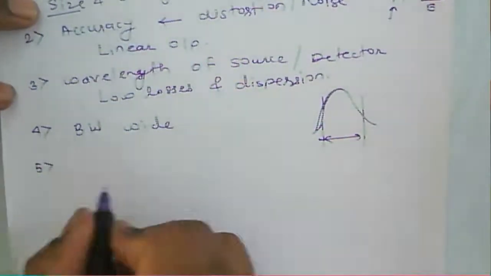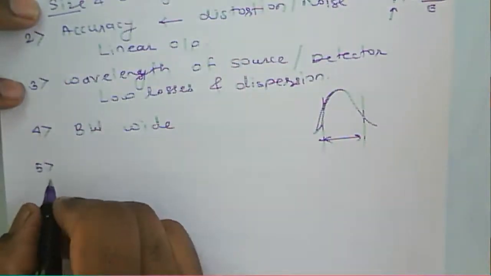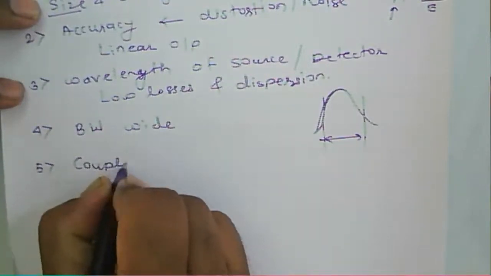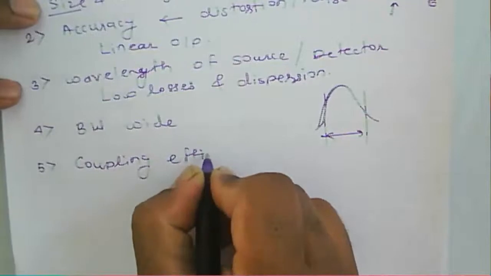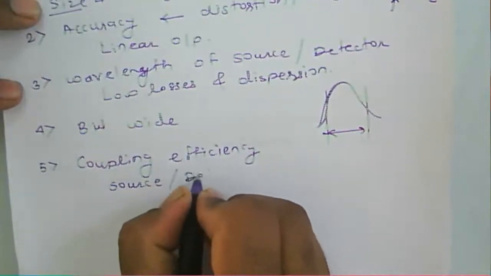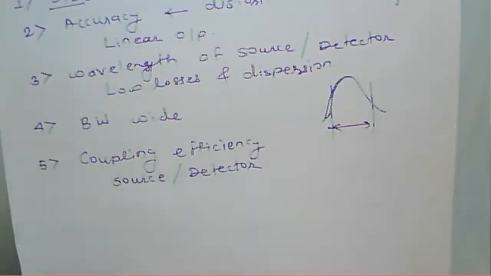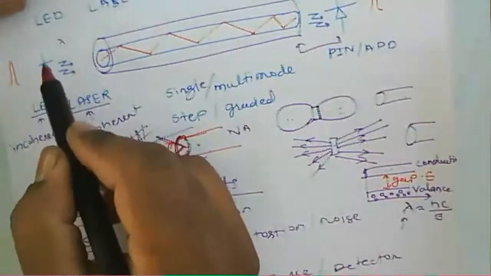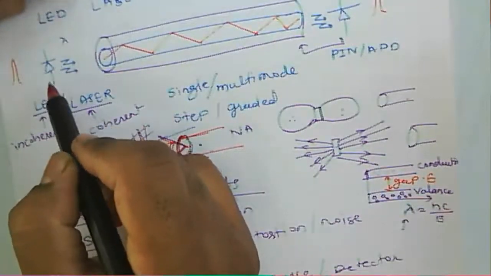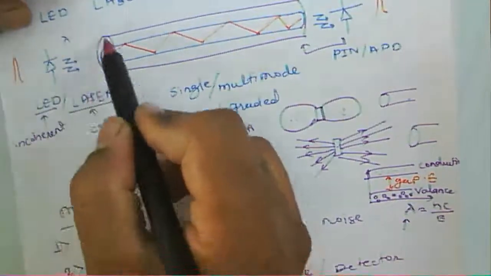Then next is about coupling efficiency, at the source as well as the detector. Now what will be the coupling efficiency at the source and detector? It means whatever output power from the source couples to the fiber. That will be the coupling efficiency.